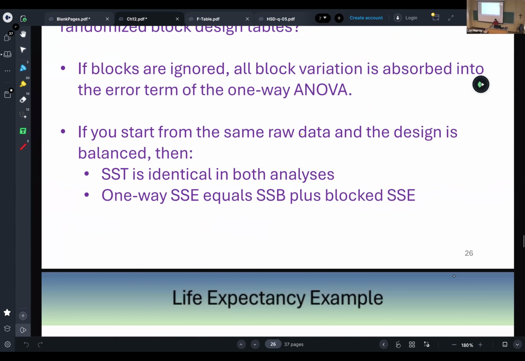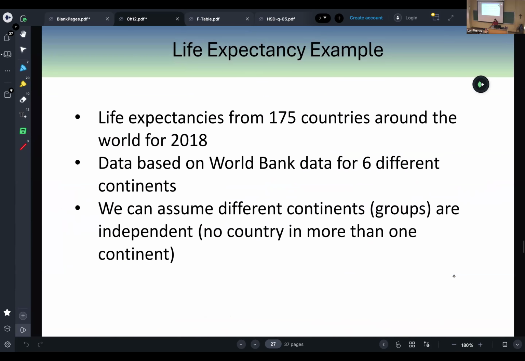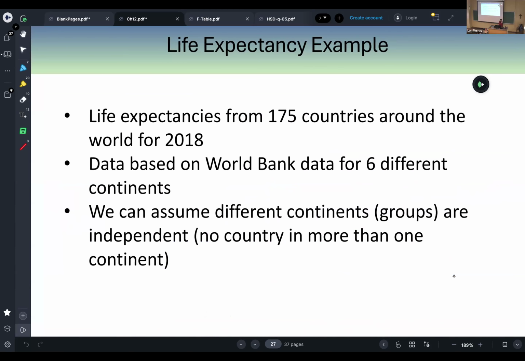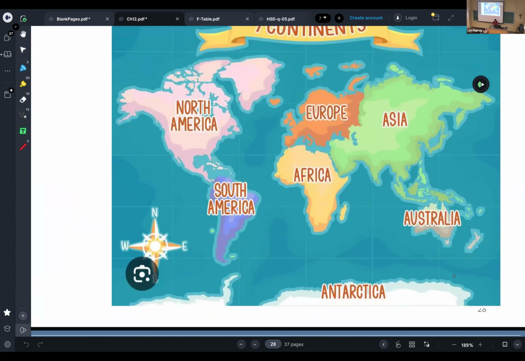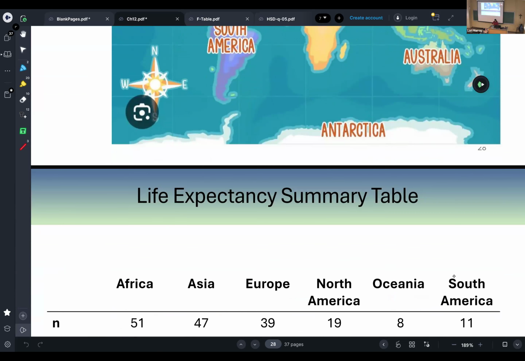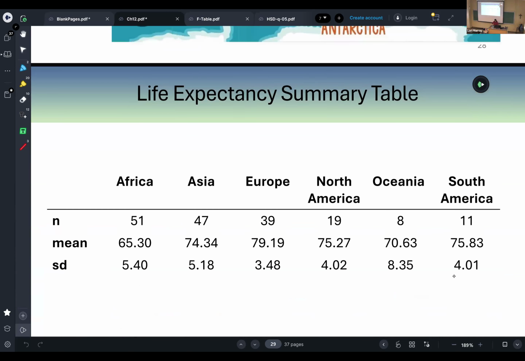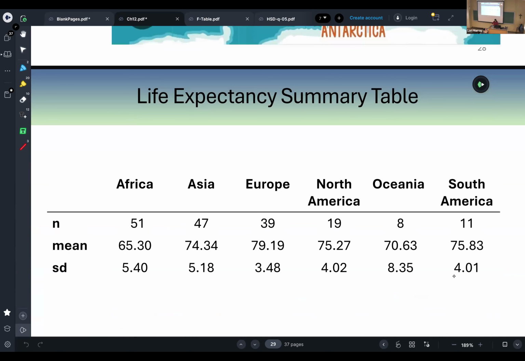All right, so let's keep going. So this is another example that I use. It's taken from real data that's still live. It's collecting as we speak. I took a snapshot of the world in 2018, 175 countries, and then I organized them by continent, where there are 6 different continents. I think I ignored Antarctica, or I think I lumped them into Oceania. 1, 2, 3, 4, 5, 6.